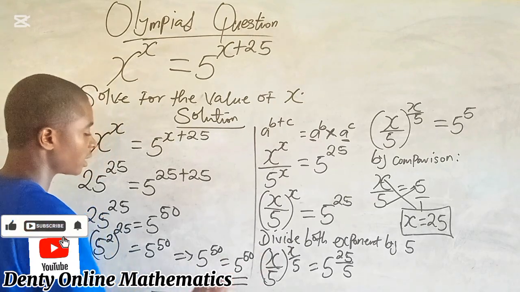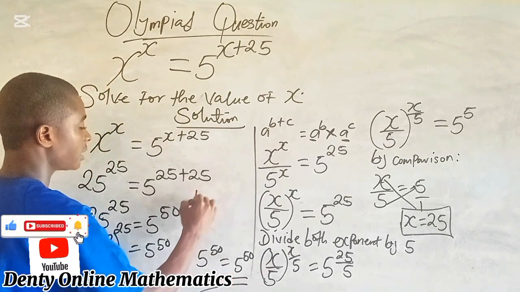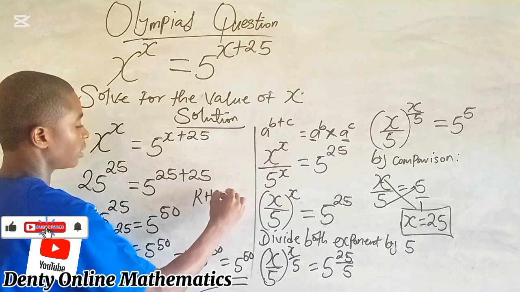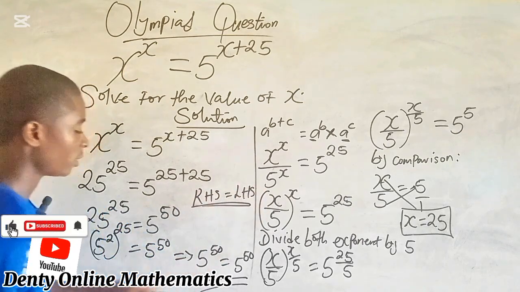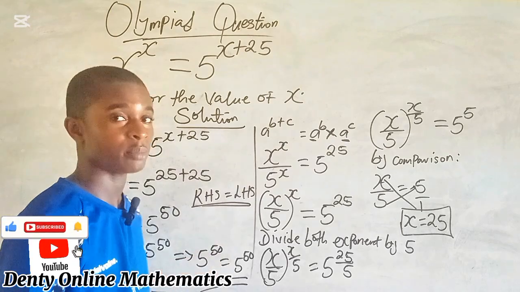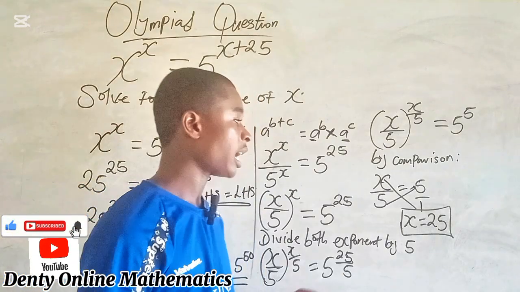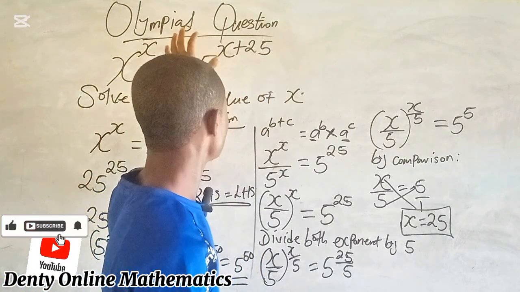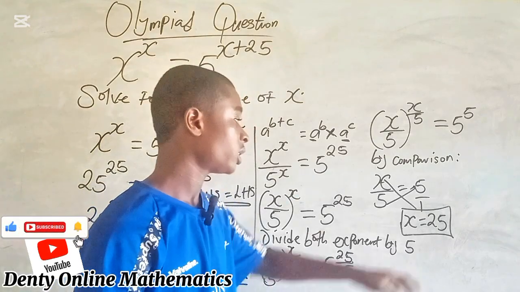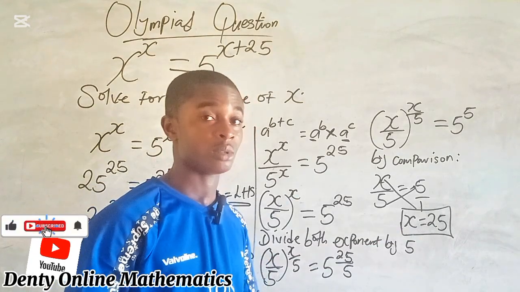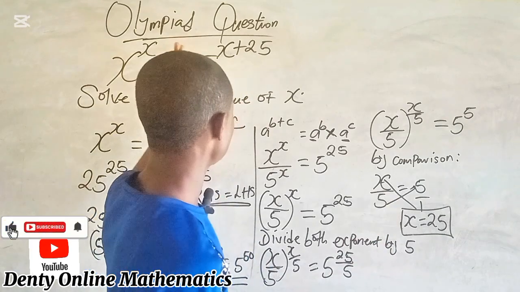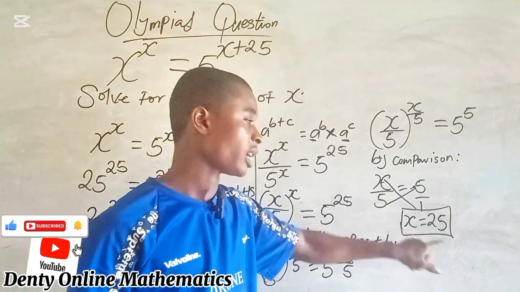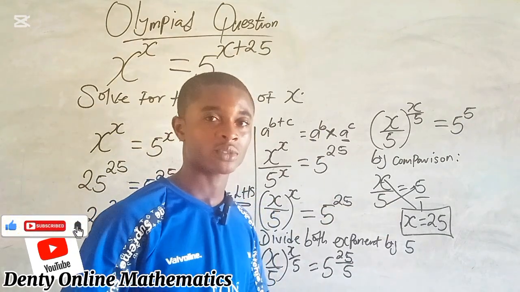So from this we can say that the right hand side is equal to the left hand side. So therefore, since the two sides are balanced, this shows that the actual solution to this Olympiad question is x equal to 25.